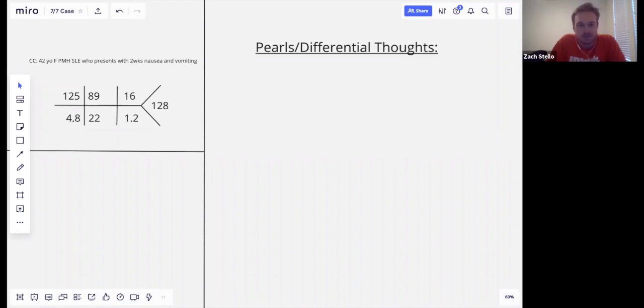Yeah, okay. So the first thing I noticed on those labs was the sodium of 125, which is much below the normal limits of sodium. And that with the 2 weeks of nausea and vomiting, it makes me think there could be some extrarenal sodium loss. It's based off of that sodium and the pertinent chief complaint.